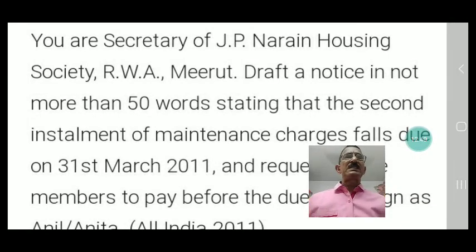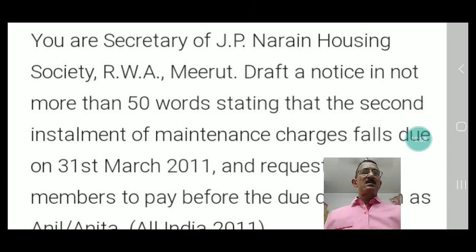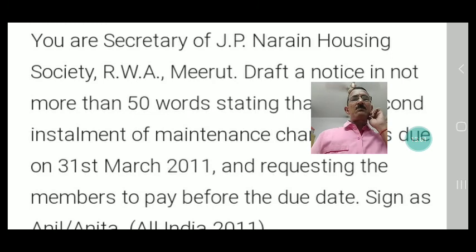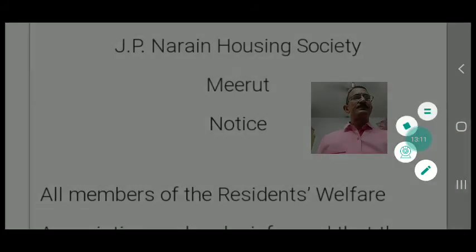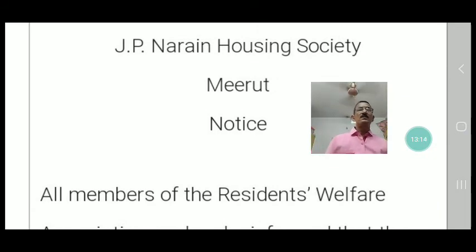One more question is there. You are Secretary of JP Narayan Housing Society RWA, Meerut. Draft a notice in not more than 50 words stating that the second installment of maintenance charges falls due on 31st March and requesting the members to pay before the due date. Sign as Anil or Ankita. That question has also been asked in 2011. It is only a question of 3 marks, so you must be careful in writing.